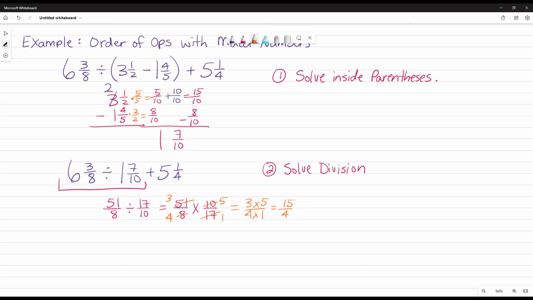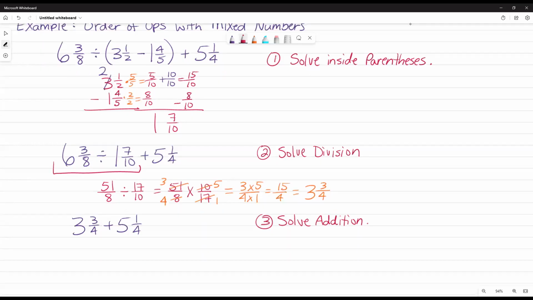All right, turn it into a mixed number. So 4 goes into 15 3 times. 15 minus 12 is 3, so 3 3/4. All right, so I'm going to go back to my original problem. So I've gotten rid of that first part. So this is 3 3/4 plus 5 1/4. Hallelujah, we got the common denominator. So now our final step is we solve the addition.